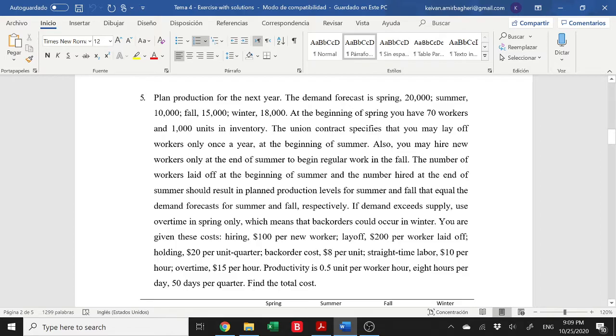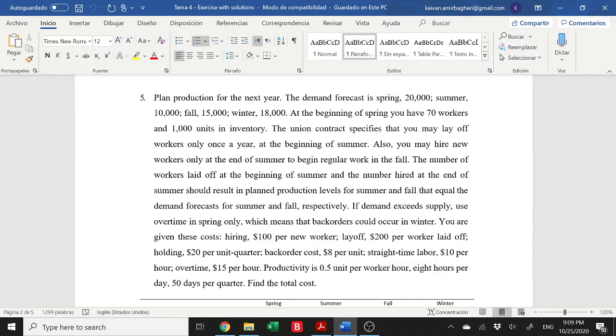The exercise, as I told you, the majority of them are the combination of the strategies as we reviewed. They are called mixed strategies. Let's review. Plan production for the next year. The demand forecast is in spring 20,000 units, summer 10,000, fall 15,000, and winter 18,000.